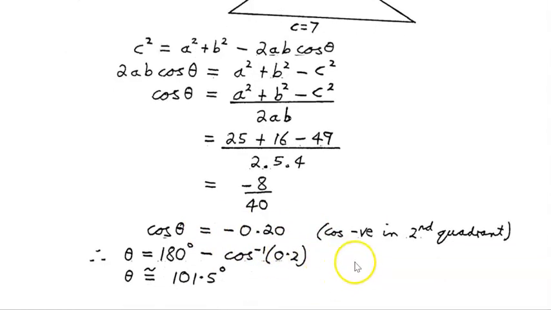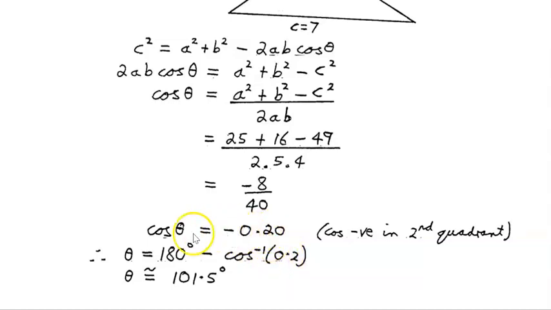Okay, just let's bear in mind though that the cosine is negative in the second quadrant. Remember, sine, cosine, and tangent are positive in the first quadrant. Cosine is negative in the second quadrant. And so in the second quadrant, the angle theta is found by the relation, from the symmetry properties, 180 degrees minus inverse cosine of 0.2.